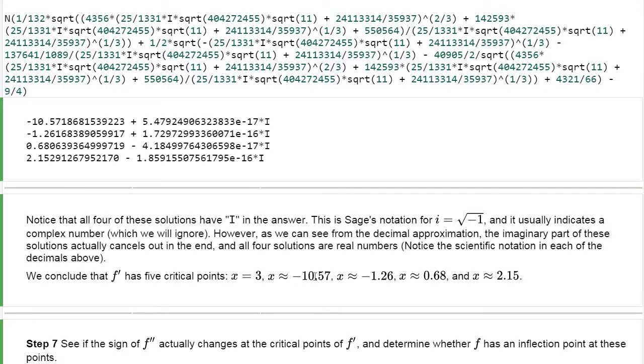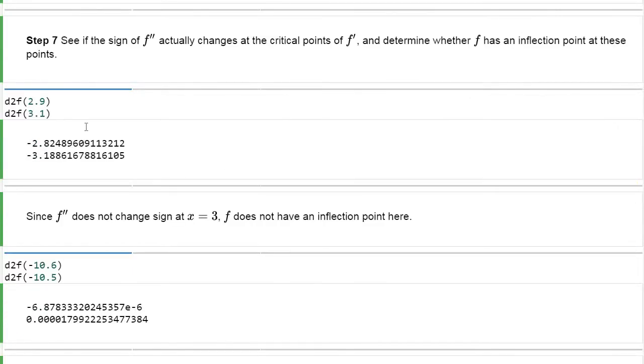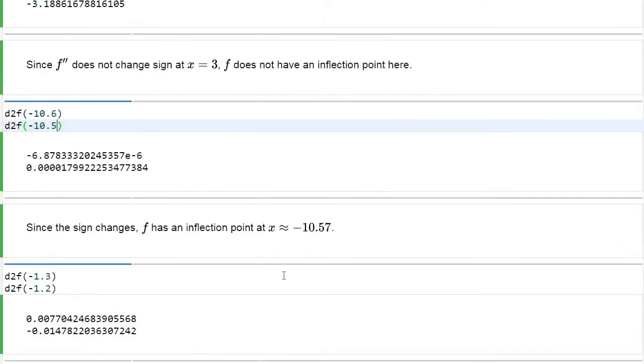And so we have 5 critical points, the x equals 3 where the second derivative doesn't exist, and then these 4 where the second derivative is 0. If we plug in numbers to the left and right of 3, the sign does not change, so that's not an inflection point. When we plug in numbers to the left and right of the second one, the sign does change, negative to positive. So there's an inflection point there.